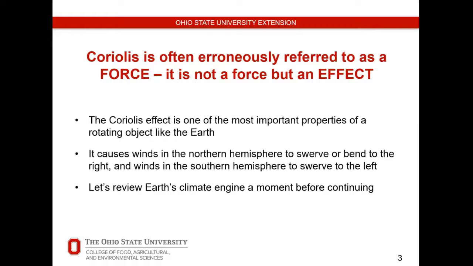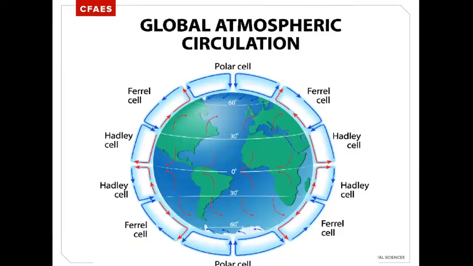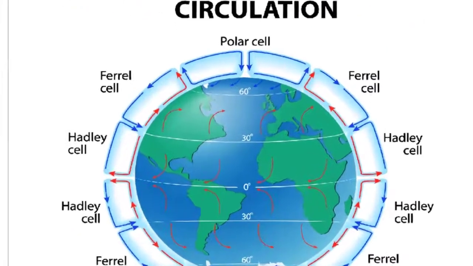That's correct, to the right. So it's not to the east or west, it's to the right. And we're going to show that. Winds in the southern hemisphere, because of the rotating Earth, tend to swerve to the left. Okay, so let's go back and look at Earth's climate engine.